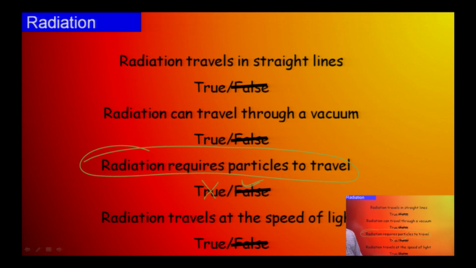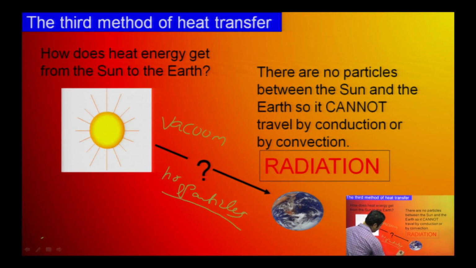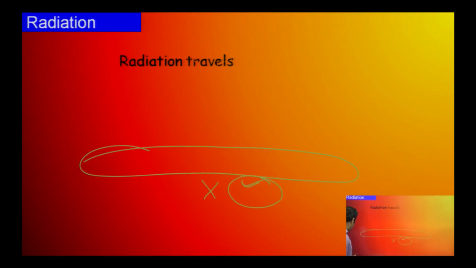So, does radiation require particles to travel? No, it doesn't require any particles to travel, okay. So false is the correct answer. Otherwise it wouldn't have come from the sun towards the earth. There is no particle there, okay, as you can see in the previous slide. There is vacuum here, no particles. It wouldn't have come from the sun to the earth had there been any particles, okay.